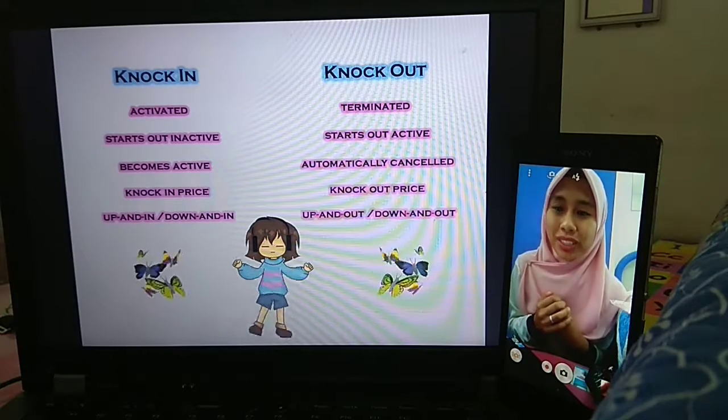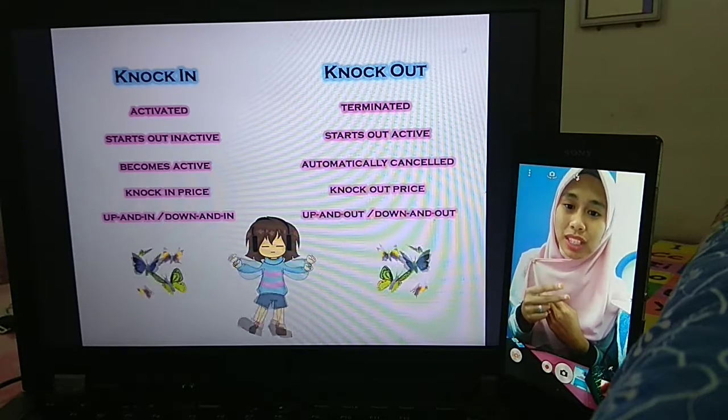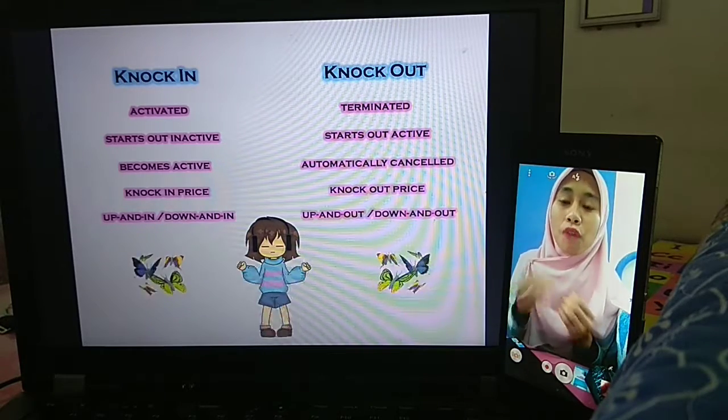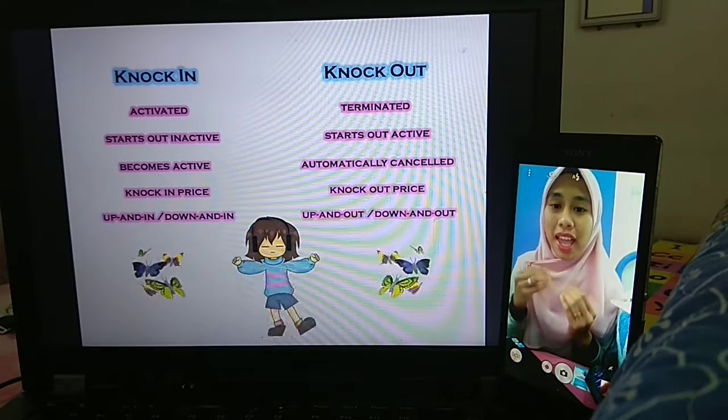And also, there are two types of knock-in and two types of knock-out. For knock-in, there's up and in and down and in. For knock-out, there's up and out and down and out.